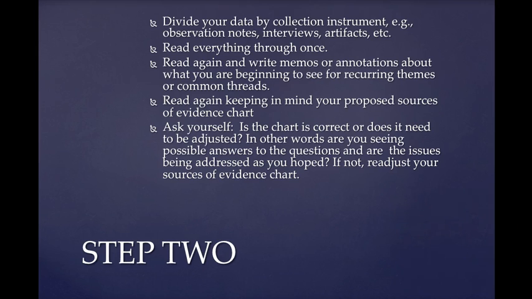All right, and ask yourself: is the chart correct? Is this what you're seeing, or does this chart need to be adjusted? In other words, are you seeing possible answers to your questions, and are the issues being addressed as you hope? If not, then adjust your sources of evidence chart. So you may have listed under sub-question 2 that you were hoping to get information about X, Y, and Z from your observations. But now as you read your observations, you're realizing they're not addressing sub-question 2, they're addressing sub-question 3. So you need to move that over there, okay? And so forth.